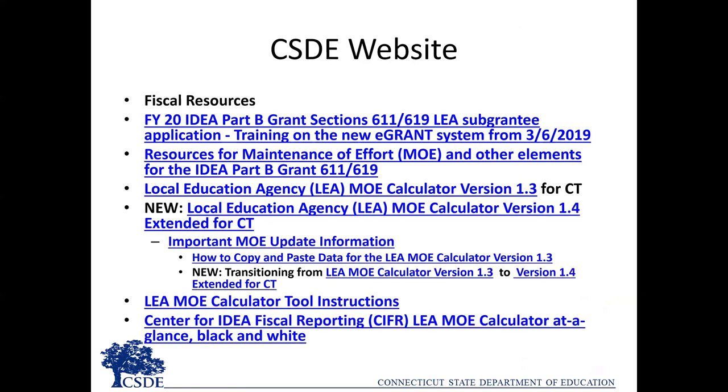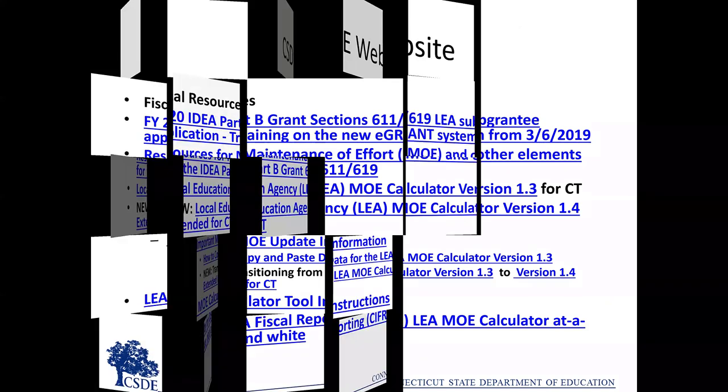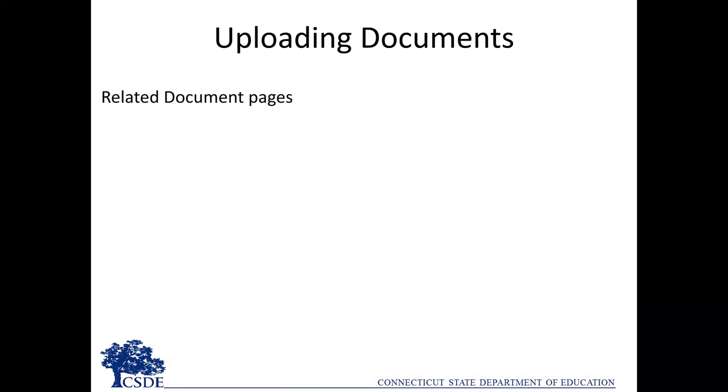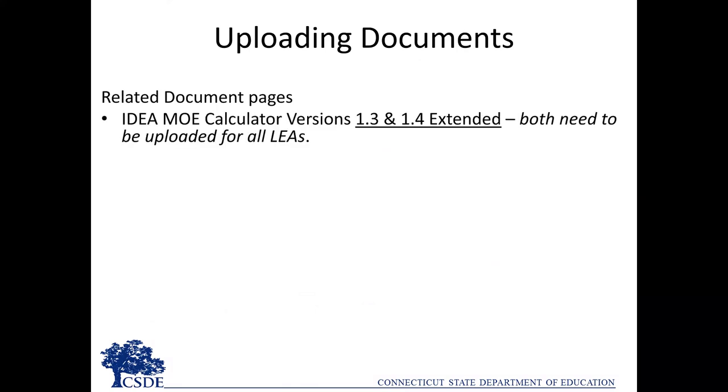These are here that show in relationship to trainings and resources that you might need, in particular around the 1.4 and 1.3. And then back to the grant, you'd be uploading both the 1.3 and the 1.4 extended versions. Both are required. If you're not uploading both, you will get an error message.